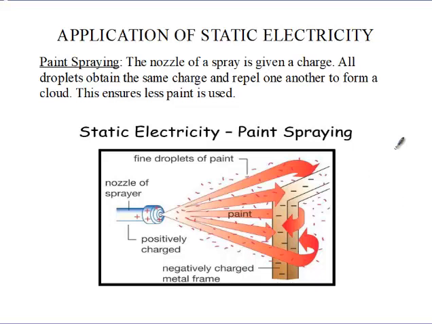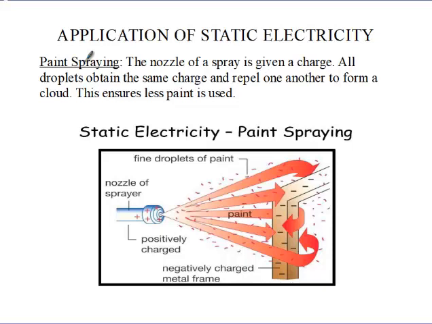Now, the second application of static electricity can be seen in paint spraying. In paint spraying, we have the spraying material and then the paint itself. As we push the button to release the paint, the nozzle of the spraying material will have a charge. As the paint particles leave the nozzle, they also obtain the same charge as the nozzle.